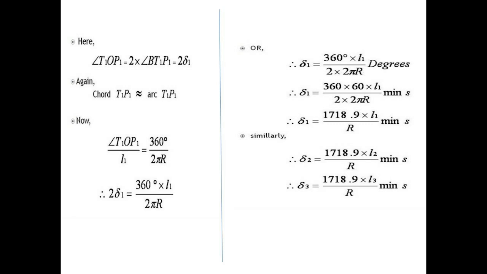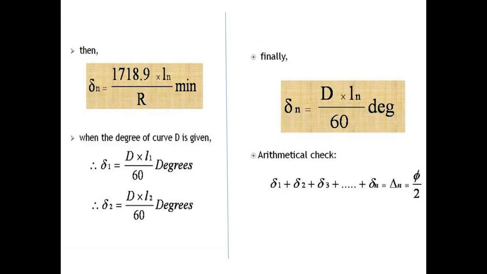So similarly, delta 2 equal to 1718.9 into L2 by r, delta 3 equal to 1718.9 into L3 by r. So the general expression is delta n equal to 1718.9 into Ln by r minutes. But when the degree of the curve d is given, delta n is expressed as d into Ln by 60 degree. So finally, the arithmetic check equals delta 1 plus delta 2 etc. plus delta n equal to intersection angle by 2.